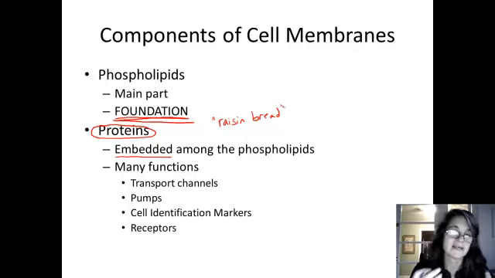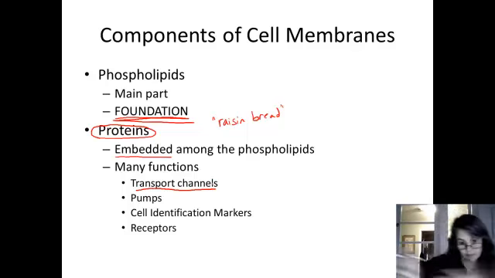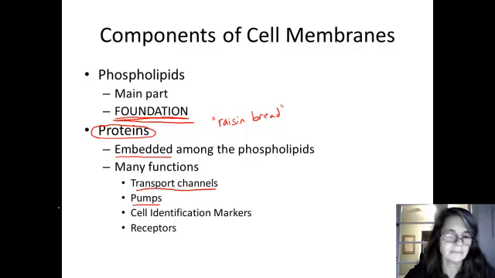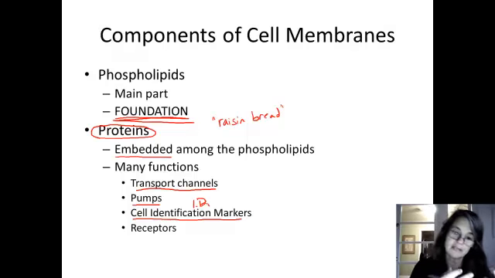And these proteins can have many different jobs depending on what protein they are. Some of the proteins act as little channels, little tunnels that transport materials from one side of the membrane to the other, from in to out or out to in. Some can be pumps that actually force molecules to move in one direction, either into the cell or out of a cell.